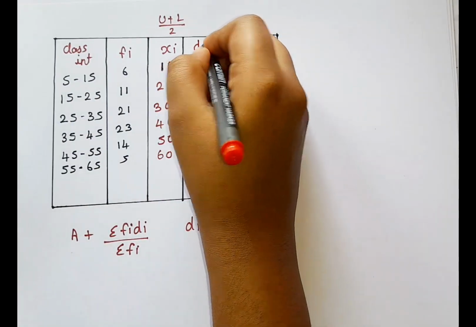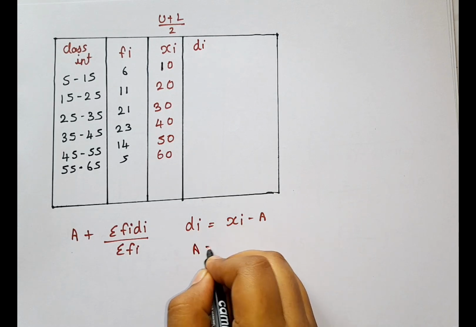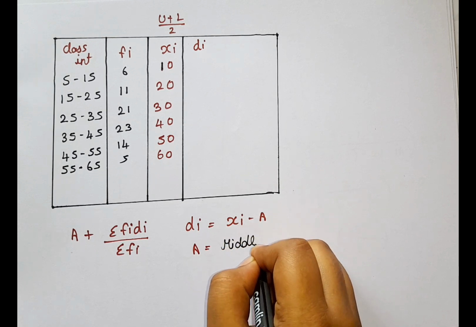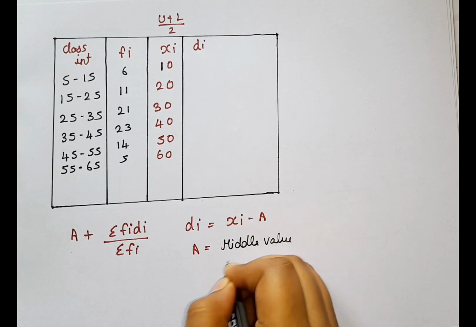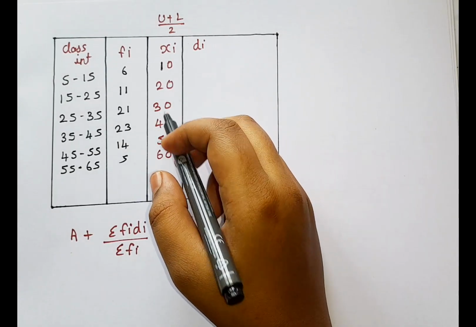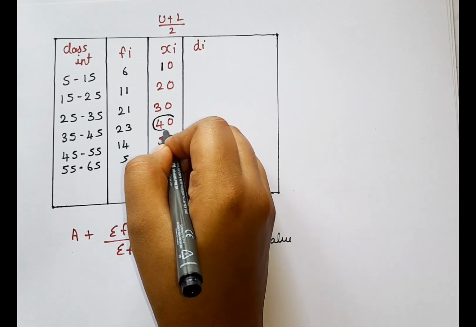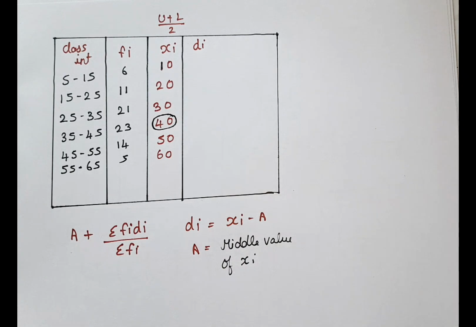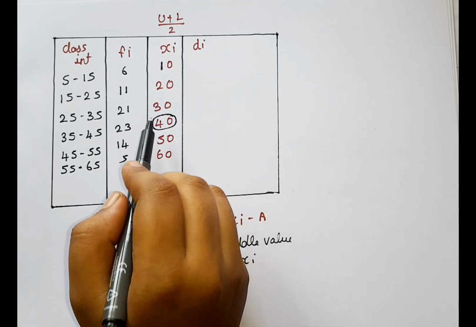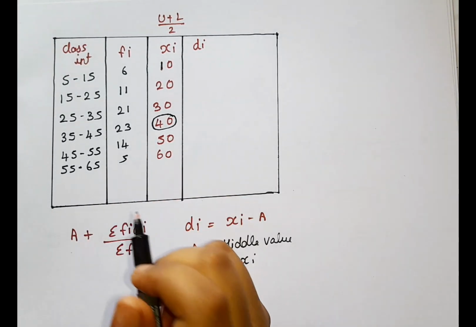How to find the di value? Xi minus a. We know the xi, but how do we find a? It is the middle value of xi. So what is going to be the middle value? It's going to be 40. You might be wondering about 30, but you can take 40. I'm going to take 40, so now a is 40.